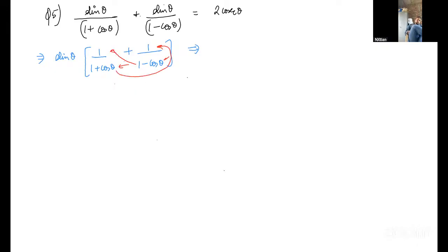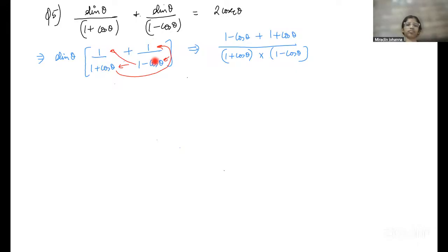Did you understand? So it will become 1 minus cos theta plus 1 plus cos theta upon, because now both the denominators are same and they both will multiply, it's going to be like this: 1 plus cos theta multiplied by 1 minus cos theta. Did you understand what I did? Miracle, I am repeating again. This will multiply with both up and down. This will multiply with both up and down. Yeah, I understood. Okay.